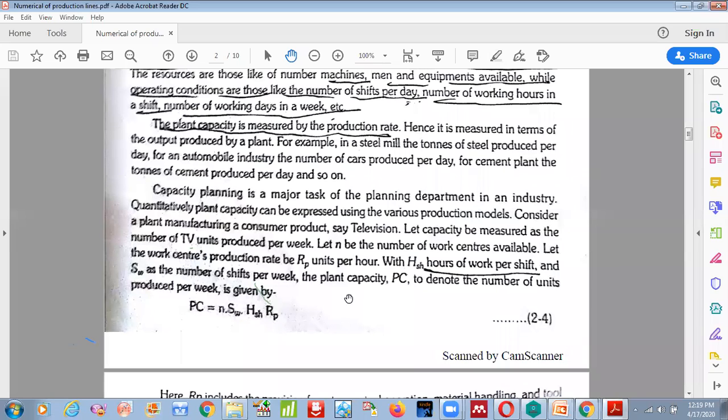And HSH is nothing but hours of work per shift. For example, if I have 3 shifts, what is one shift timing? Either it can be 6 hours or it can be 8 working hours. So that is HSH.